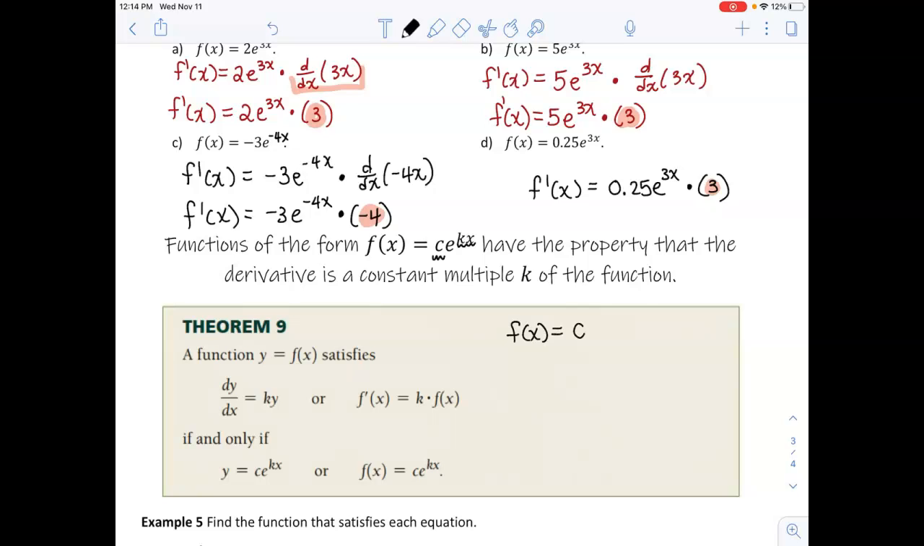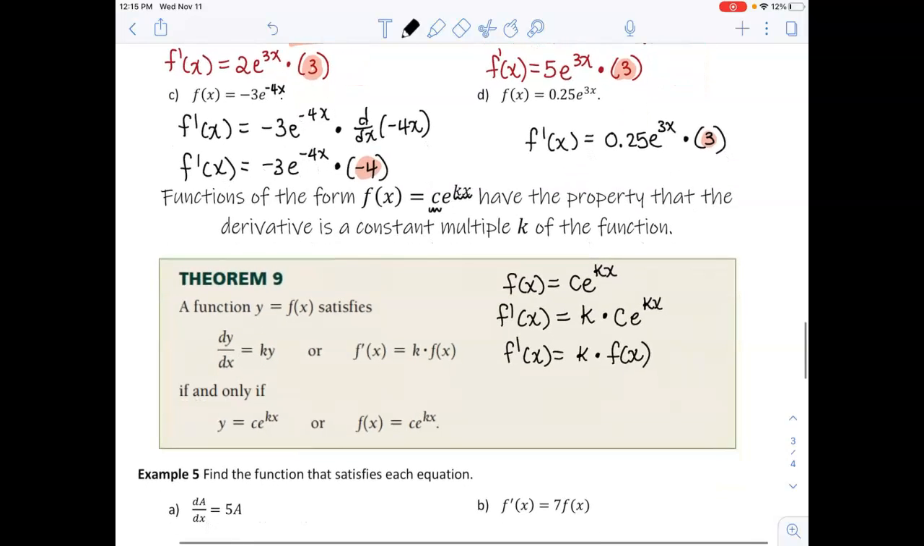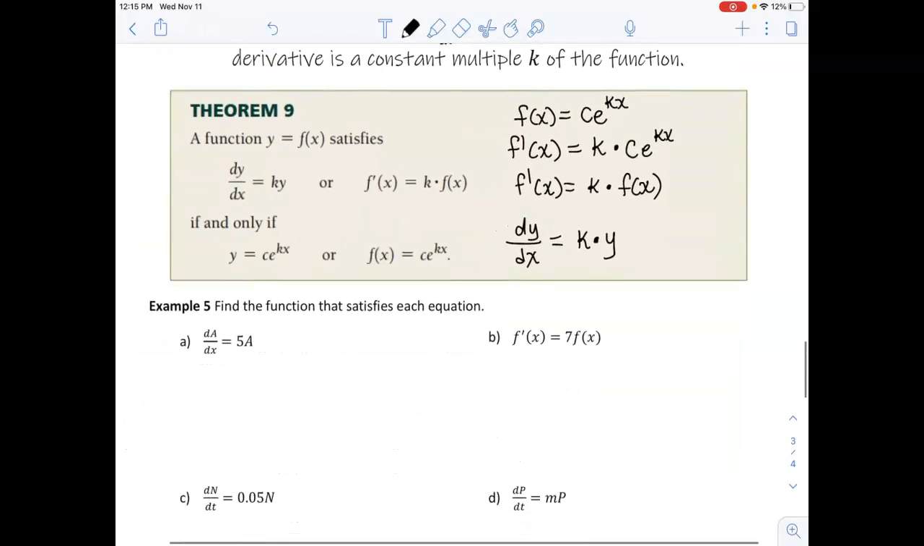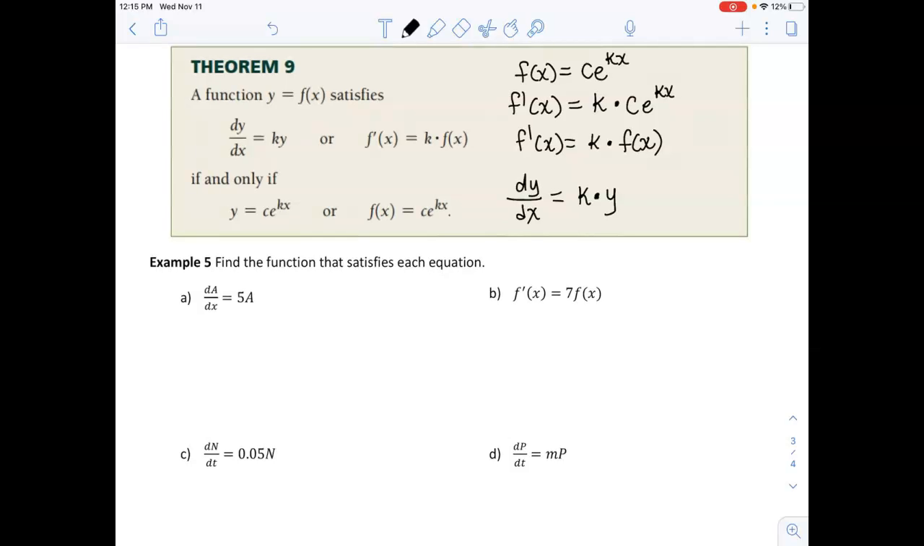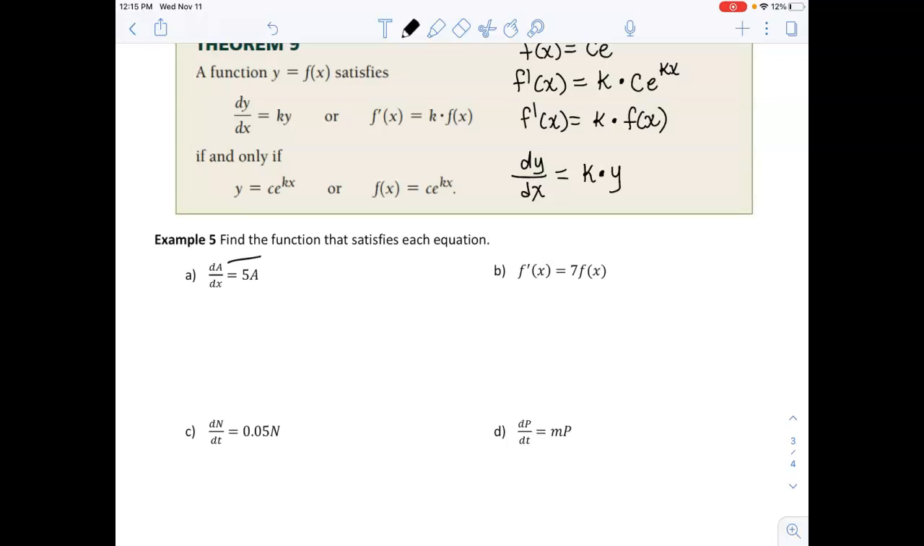So if you have a function in the form f of x equals c times e to the kx power, then the derivative of that function is, I'll go ahead and write the k first, k times c times e to the kx power. So the derivative is really k times the original function f of x, okay? So if I'm using the dy dx notation, what we can say is the derivative of y with respect to x is just going to be some constant k times its original function, okay? So that's what's happening. We noticed that on the first 4 examples. So they may ask you a question like this here. Find a function that satisfies each equation.